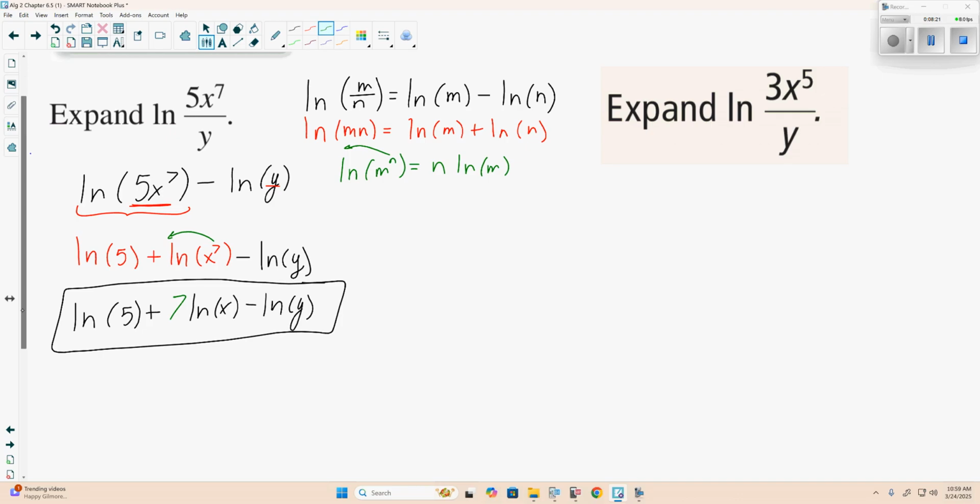Questions on this here? Let's look at the next one. We want to expand the natural log of 3x to the 5th divided by y. So again, we're going to do the quotient property first, because we have two things being divided inside the log. We can rewrite it as the natural log of the top, so the natural log of 3x to the 5th minus the bottom, which will be the natural log of y.